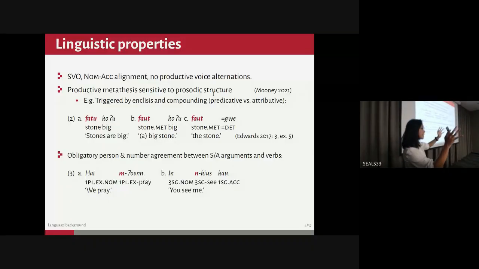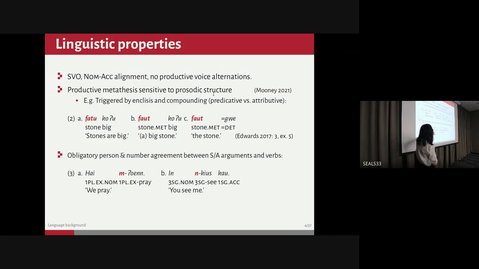But if you want to have an NP, a big stone that's being modified attributively, it becomes falco because they form a much smaller NP phrase versus this entire clause. And metathesis is also triggered anytime you have an enclitic. So where is the determiner? So falt where becomes the stone. So if you see some things changing around, that's probably what's happening.